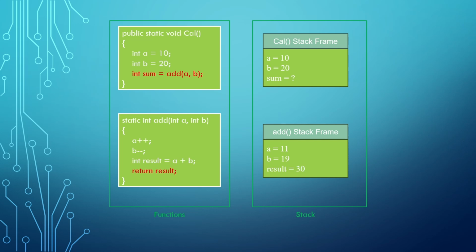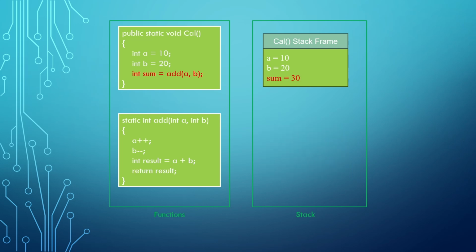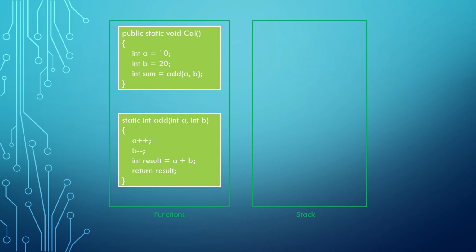The add method returns the value. This value is sent back to cal and stored in sum. After returning the value, the add stack frame is removed. This follows the last in, first out rule of the stack. Back in cal, a is still 10 and b is still 20. Only sum has changed because it received the returned value.